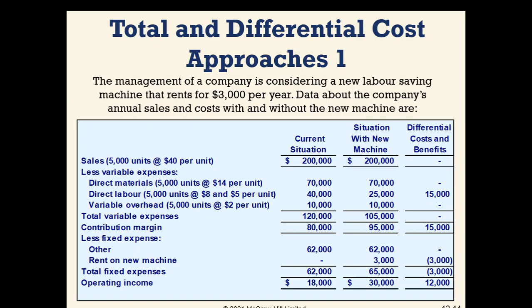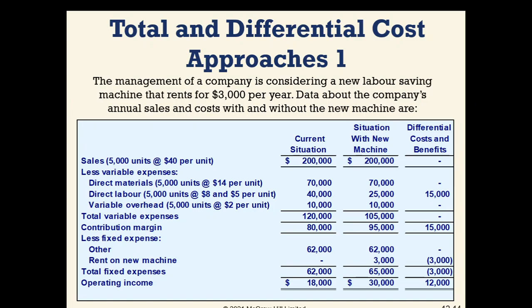Our direct labor, however, is 40,000 in our current situation and is going to drop to 25,000, which gives us a difference of 15,000. And that is a difference in cost savings that would increase our operating income. Our variable overhead remains the same. Our contribution margin, because of those lowered labor costs, is going to be slightly higher under the new situation. So we see that $15,000 difference.